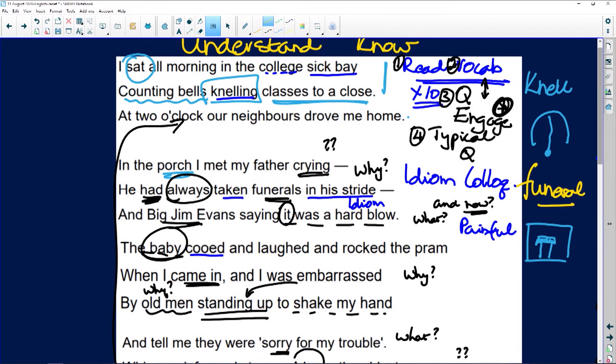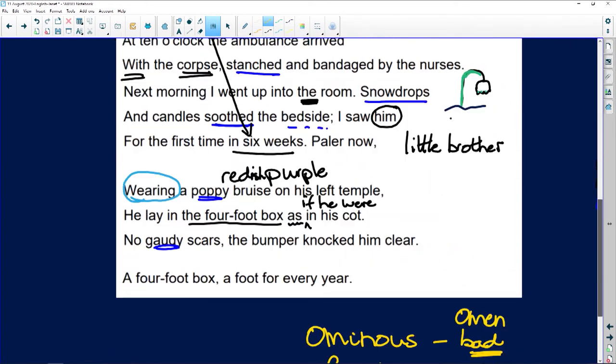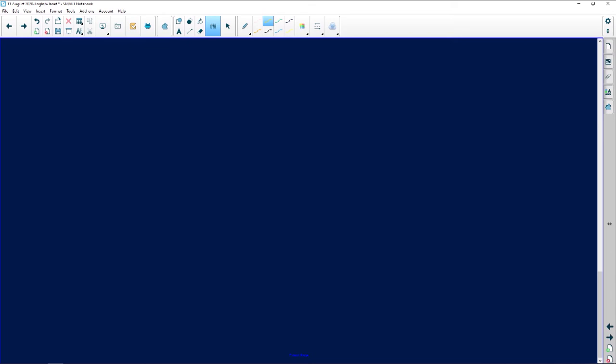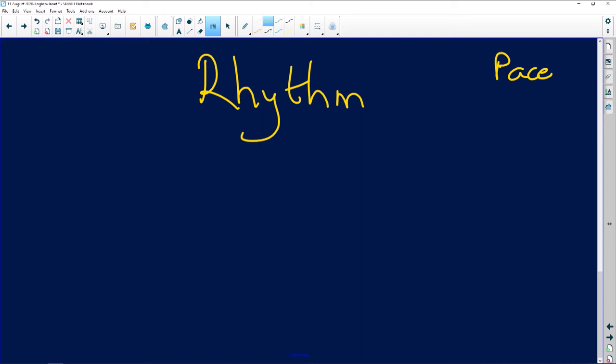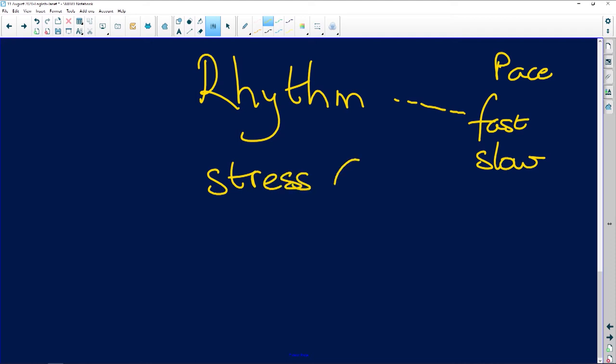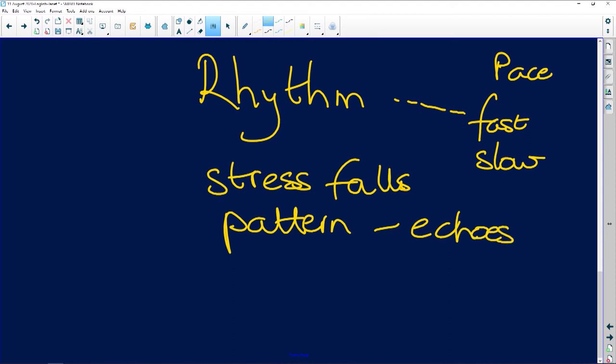Then you also get asked about rhythm. Now, rhythm is not easy. So can we just discuss it? First of all, try not to talk about pace, which is fast and slow. I know teachers link these two, but before you get to pace, try to talk about rhythm. So rhythm is where the stress falls in a line. And you're trying to see if there's some kind of pattern which echoes something or imitates something.